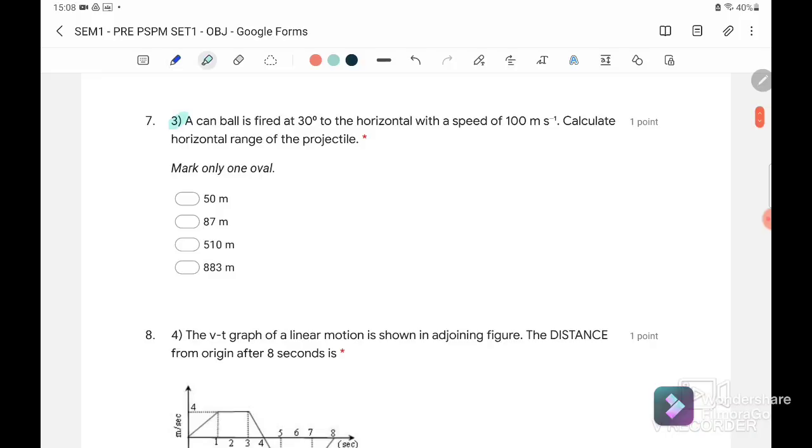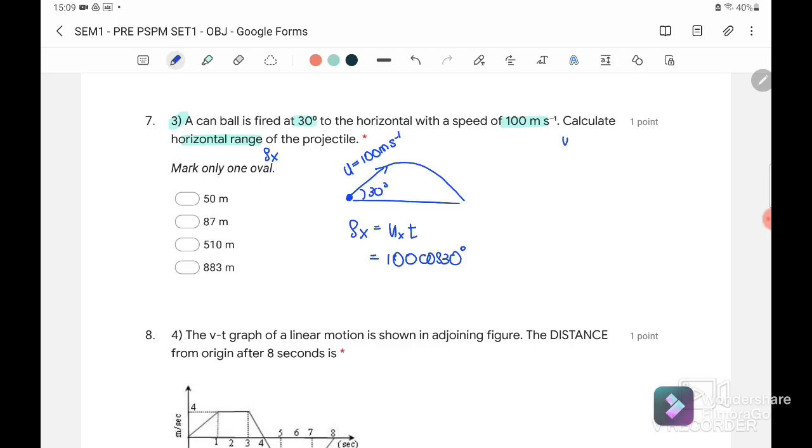Question number 3. A ball is fired 30 degrees to the horizontal with a speed of 100 meters per second. Calculate the horizontal range. The horizontal range actually is sx. Okay, the ball is fired 30 degrees to the horizontal. After that it will go to the maximum and reach the ground, at the initial velocity 100 meters per second. So now we want to find the horizontal range sx, and we know that sx is always equal to uxt. So ux we know because we have 100 cos 30 degrees, but the time taken for the ball to reach the ground we don't have, so we need to use the y component. We need to find the t from the y component.